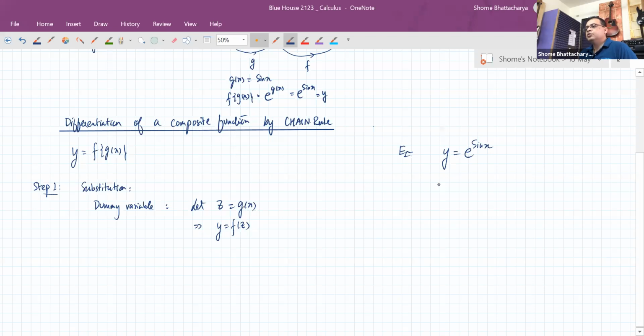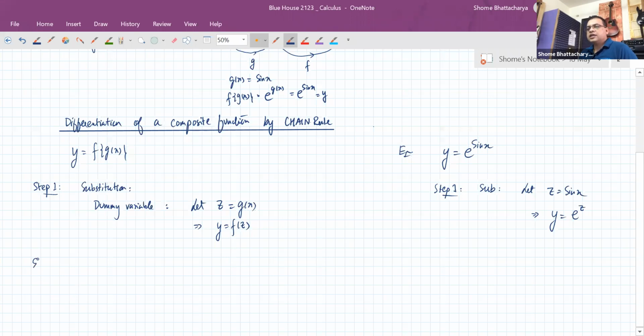So applying that step over here in this example, the substitution step will be like this, that we'll take z as sin x. So sine was the first thing we operated on x. So that is the g over here. Okay. So immediately what happens, our y becomes very simple. It becomes e raised to the power z.